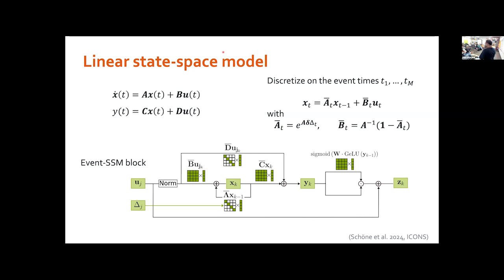Okay. But how many ops per event do you need to do? How many ops per event? Run the whole state-space model for each event.